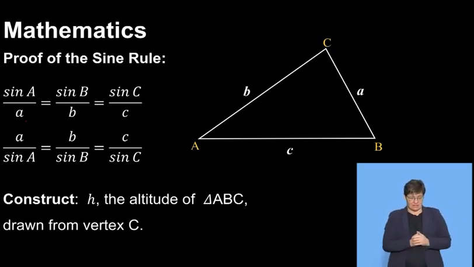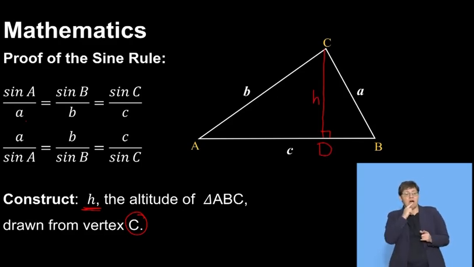Okay, so when we begin this construction, we're going to begin exactly as we began the construction for the area rule. We're going to construct h, the altitude, again from the same place that we did earlier, from vertex C. So we take our pens and draw a straight line from C down onto AB. Let's call this point D. And this is our height of our triangle. And we're going to now continue our proof.